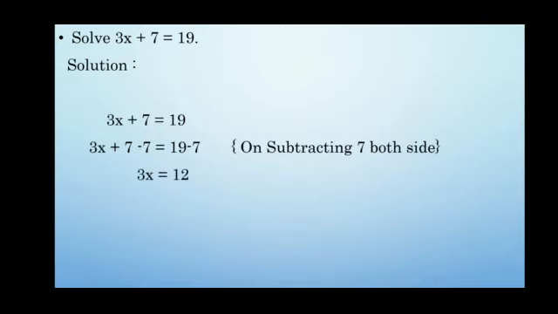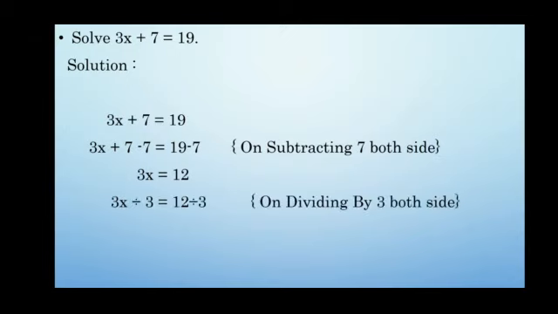Again, our target is to find x. So how do we find it? Just remove 3 from the left hand side. How? Just divide by 3 on both sides. Then we get x = 4. Hence, x = 4 is the solution of the given linear equation in one variable.